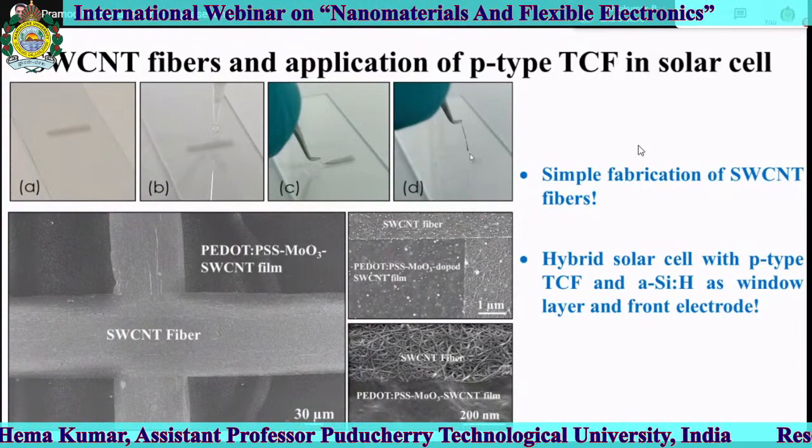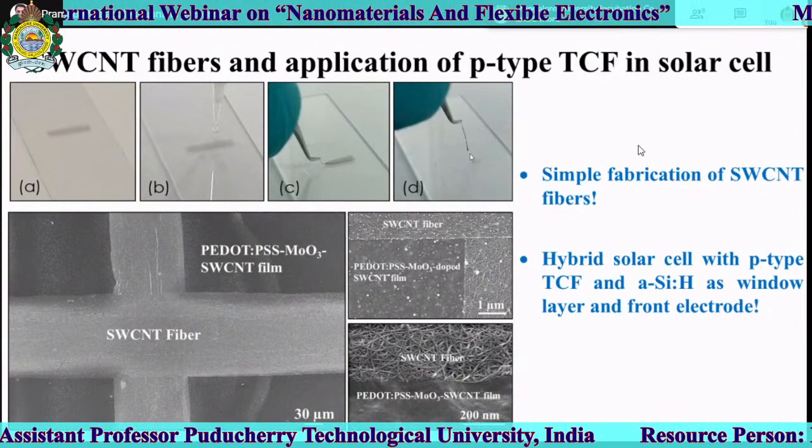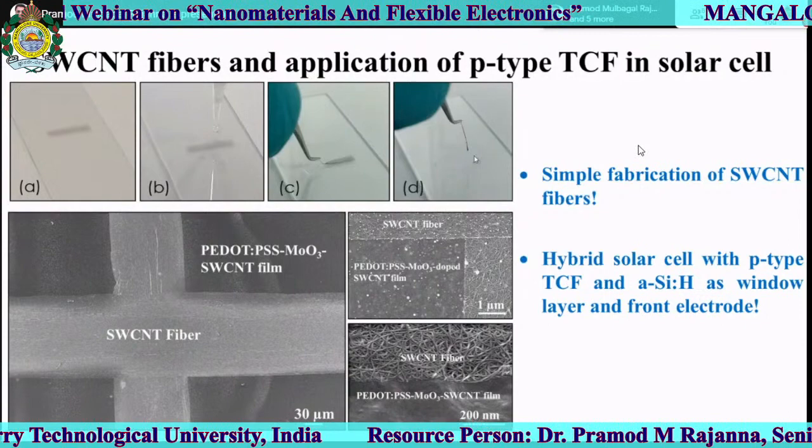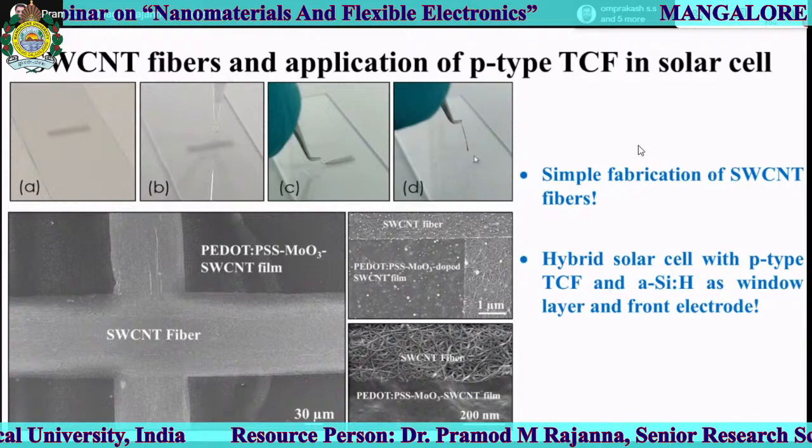And also due to its very high conductivity, I mentioned to you that the conductivity of these fibers is 100 siemens per centimeter, which means that it's 10 power 2. It can be used as an alternative to metal contacts like aluminum and copper. This could be very cheap and very easily made.